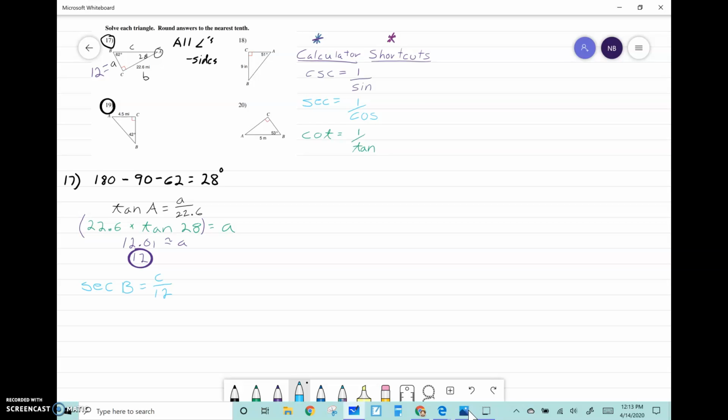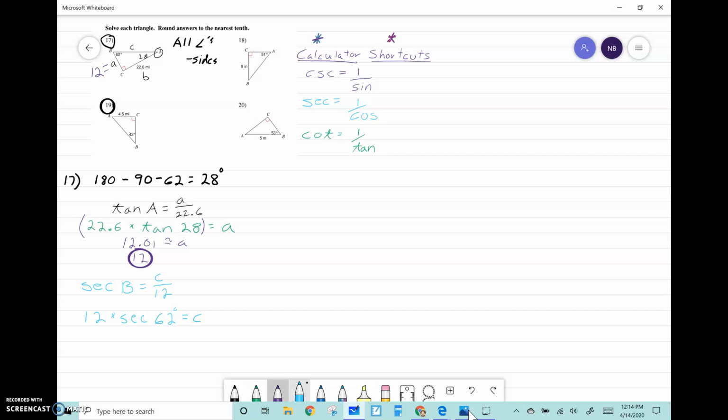And let's rewrite it into an equation. So we're going to get 12 times the secant of angle B, which is 62 degrees, equals side C. Now, if you have a calculator that doesn't have certain functions, we can use a shortcut.